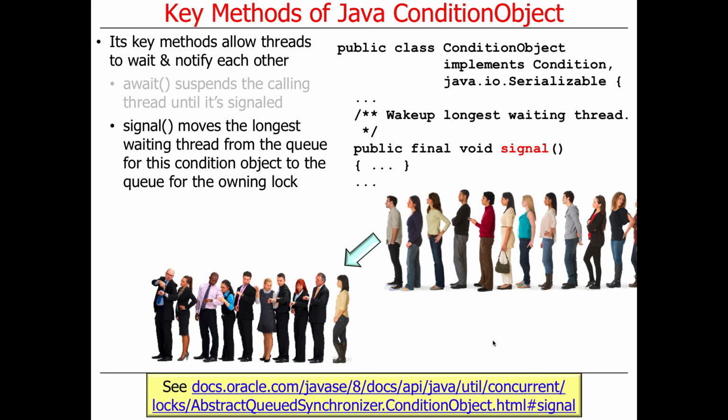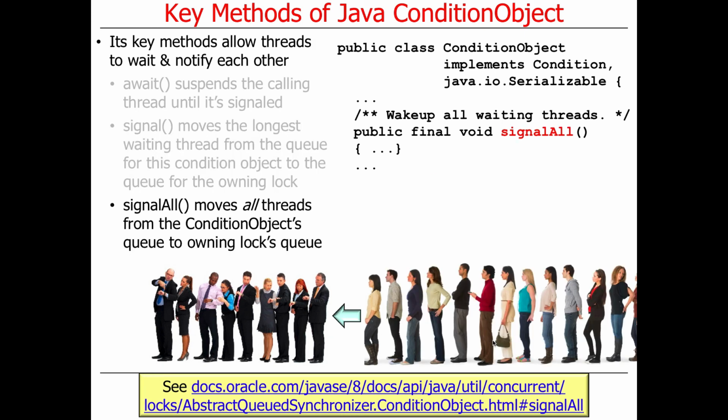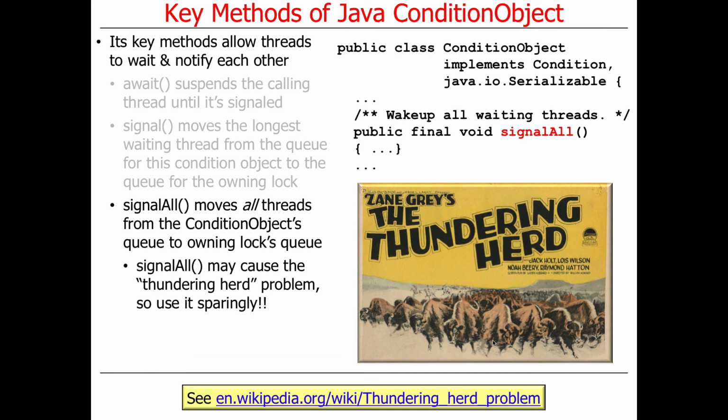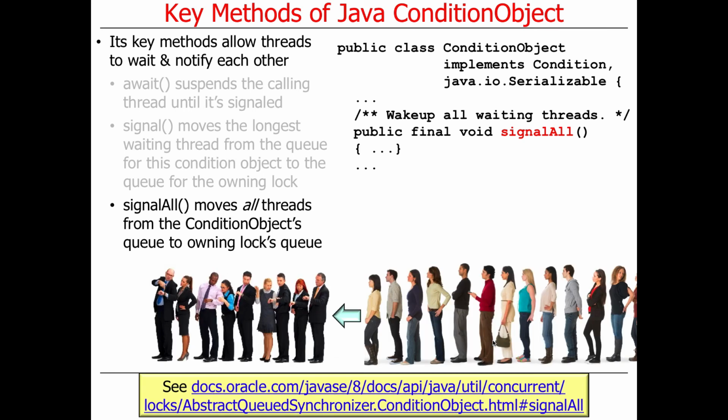It moves the longest waiting thread from the condition object's wait set into the queue for the owning lock. Signal all moves all the threads from the condition object's queue to the owning lock's queue, right? So they're all now ready to run. And we'll see in a second that leads to something called the thundering herd problem. And you can really get a sense of why there is a thundering herd problem.